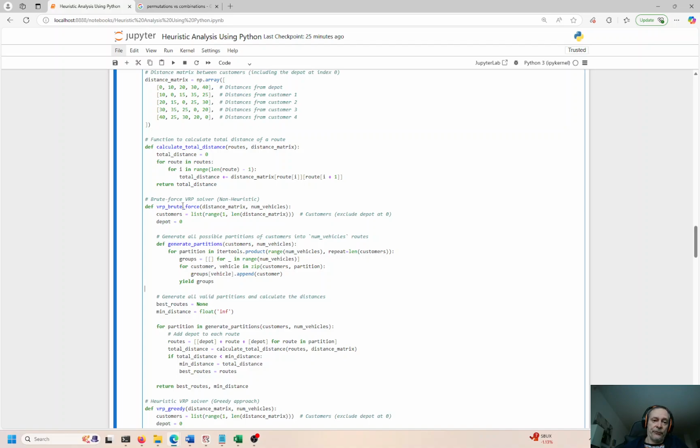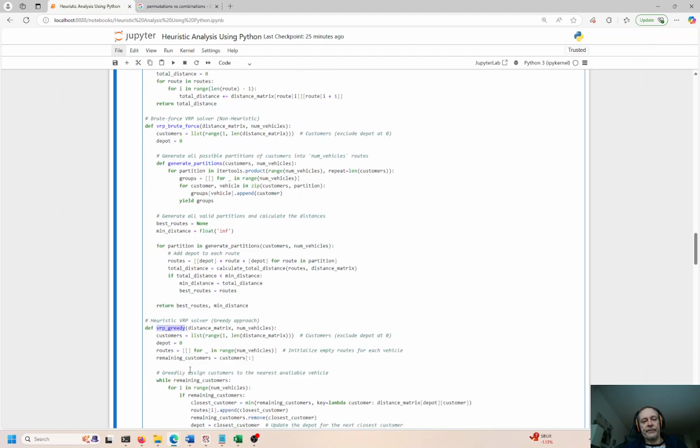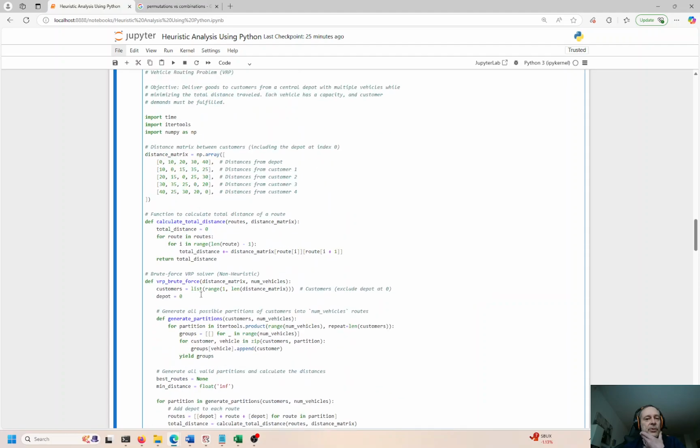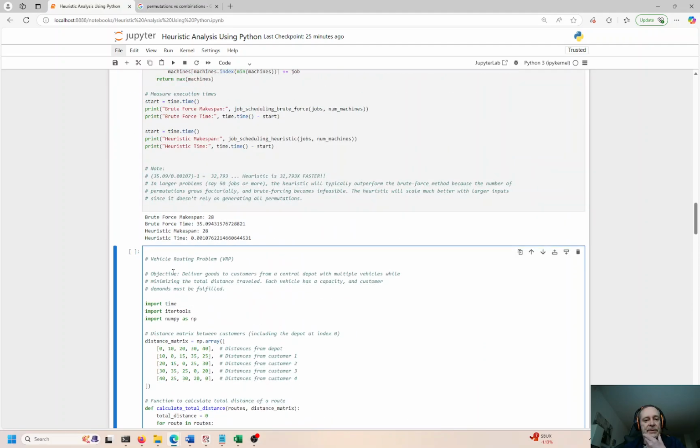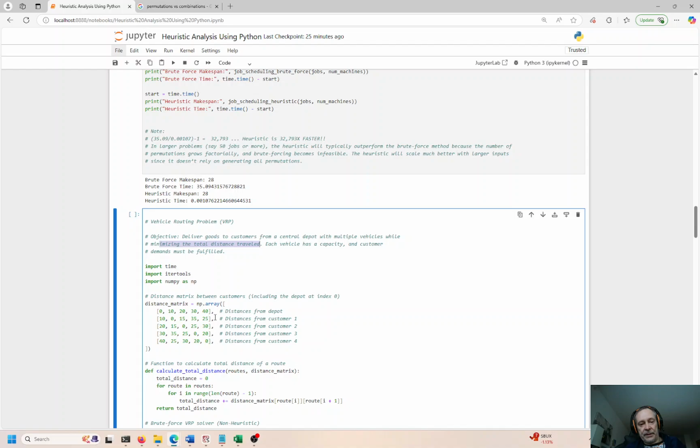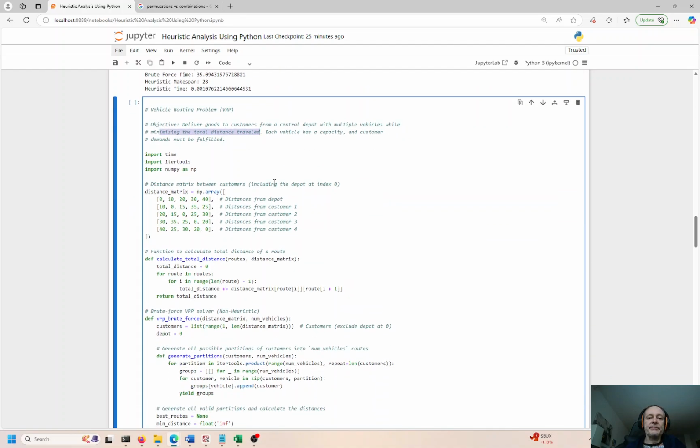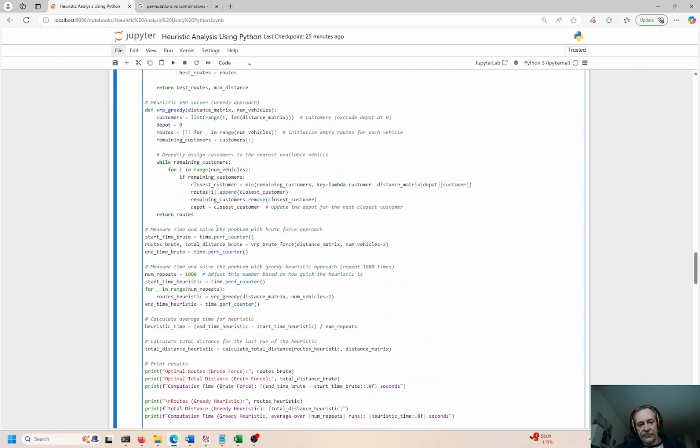So we have the brute force method and the heuristic method down here, and we're going to go ahead and run it. This problem looks at the delivery time to get goods to customers from a centralized depot, using multiple vehicles while minimizing the total distance traveled. It's a little different from the traveling salesperson problem, where you have just one person traveling around. Now you have multiple vehicles, each vehicle has a capacity, and customer demand must be fulfilled in a certain time frame.